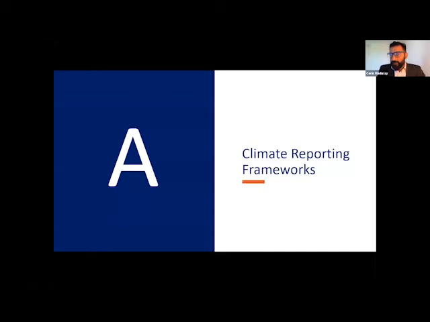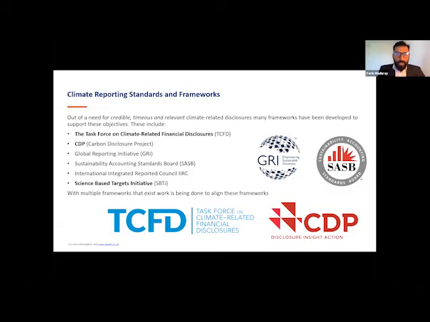Getting into the first part of my talk today, which was on climate reporting frameworks. There are a number of climate reporting frameworks, and these are shown on screen. The ones shown are the most popular and probably widely used. The TCFD recommendations, of course, are gaining popularity, and we'll get to that in a bit. But CDP has been around for a number of years and is also very popular amongst companies and investors. The Global Reporting Initiative, Sustainability Accounting Standards Board, and International Integrated Reporting Council are further examples of organizations who have put together frameworks to help companies disclose information on climate change and help investors access that information.